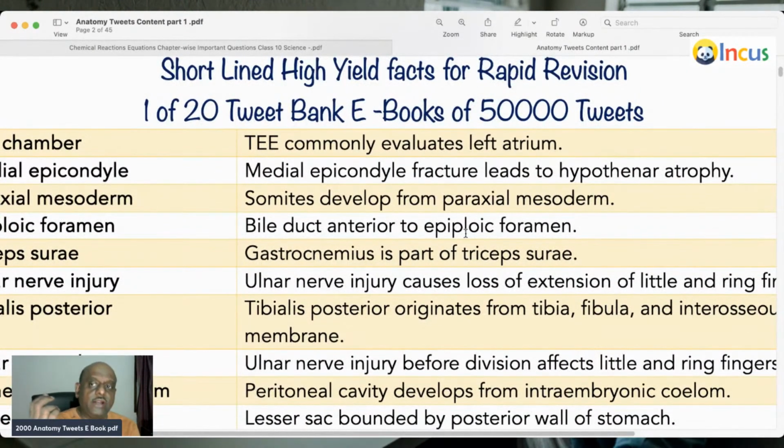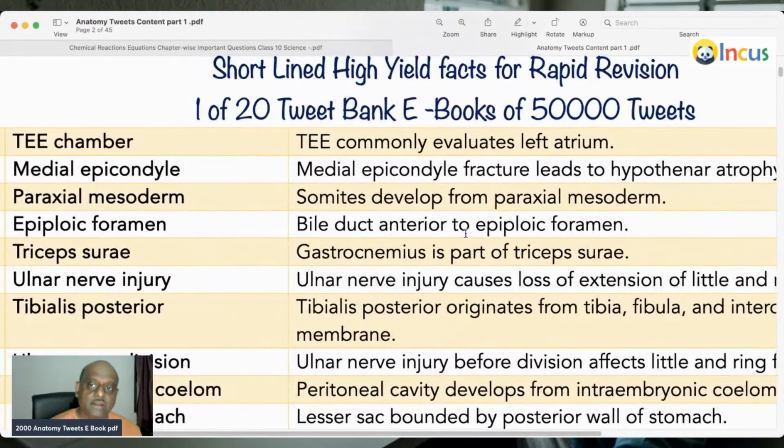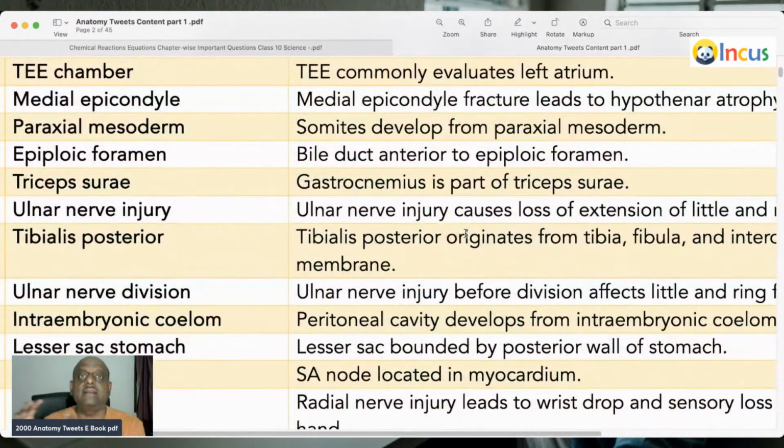Any medial epicondyle fracture can lead to ulnar nerve injury, and that leads to the hypothenar muscles becoming atrophied. From where do somites develop? It is the paraxial mesoderm which gives rise to the somites.